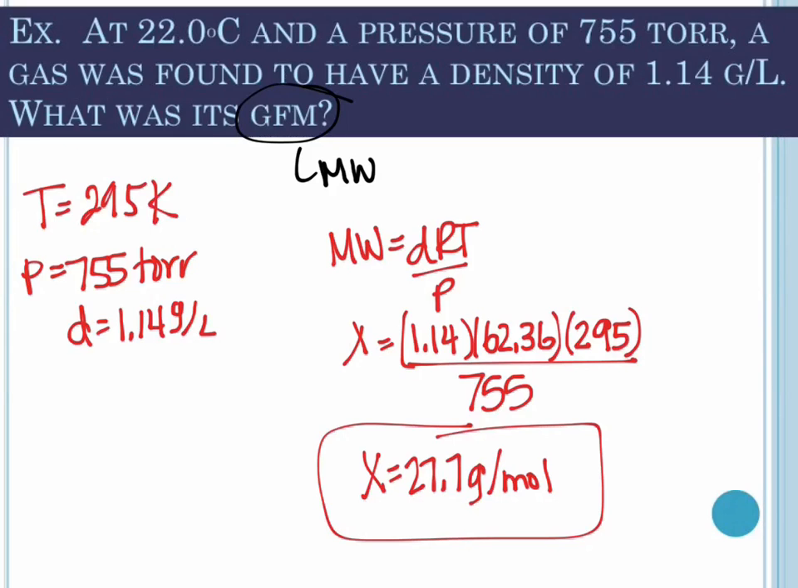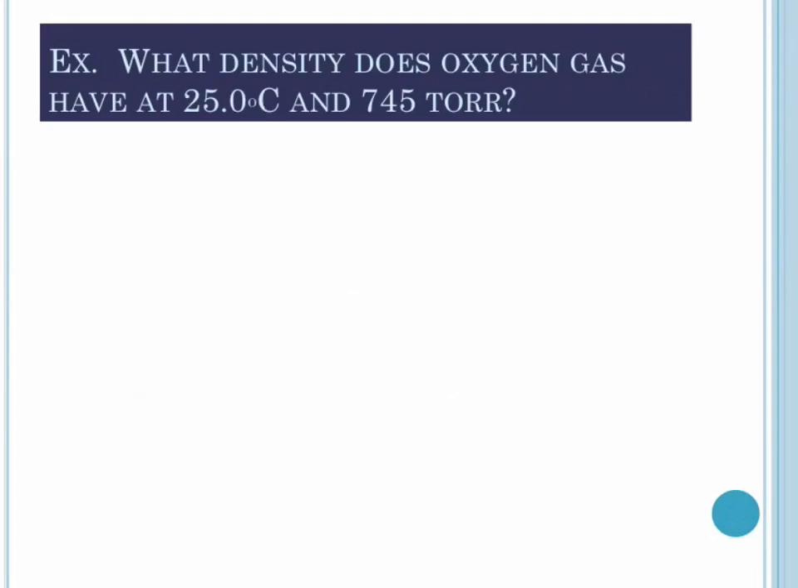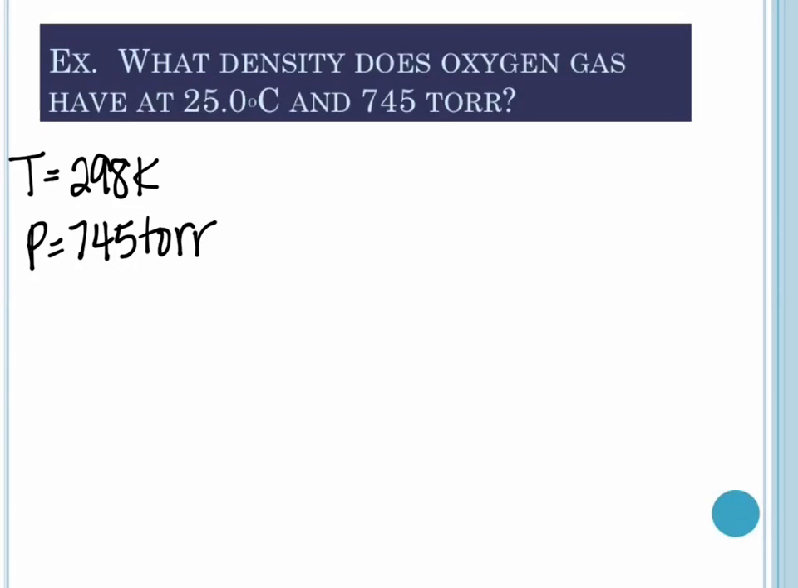All right, another problem. Let's find the density of one. What is the density of oxygen if it's at 25 degrees Celsius and 745 torr? So temperature is what value? 298 K. Pressure is 745 torr. So we have dirt over P because we're looking for D.